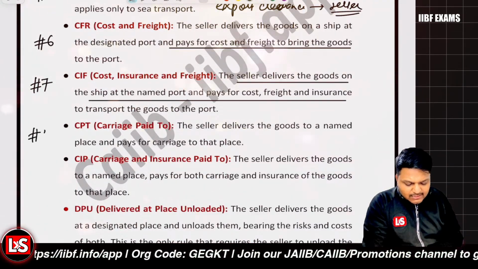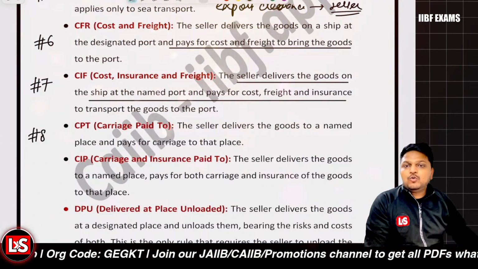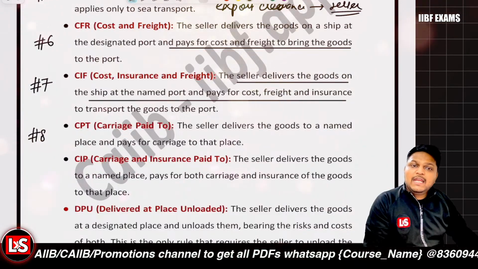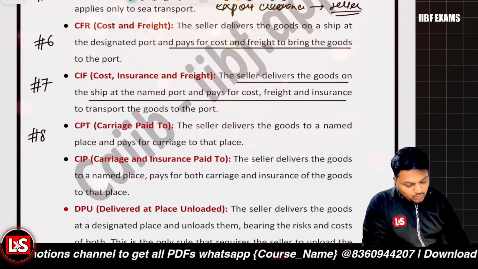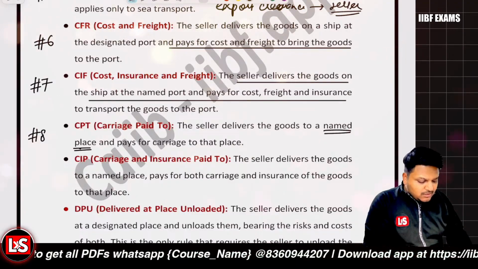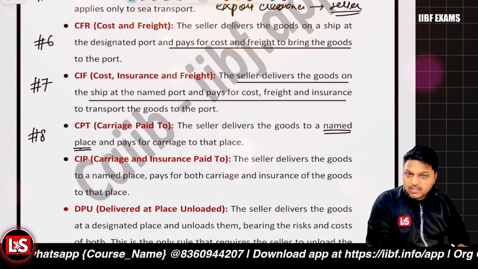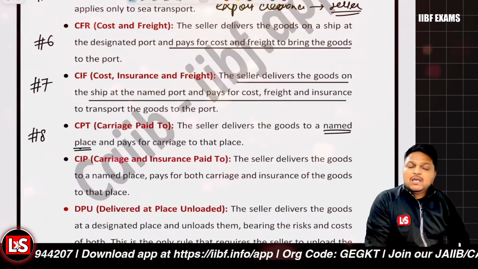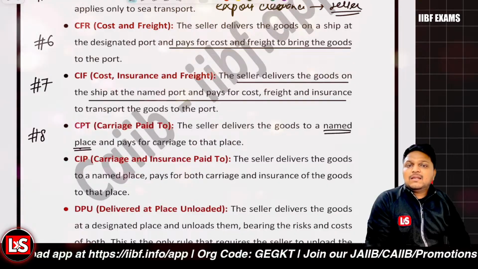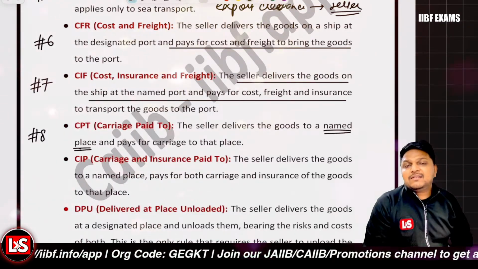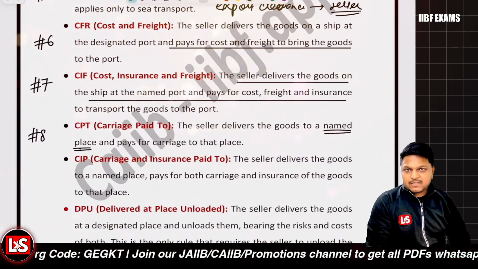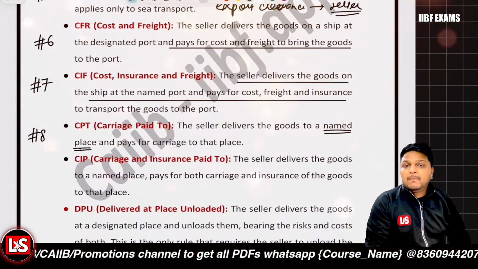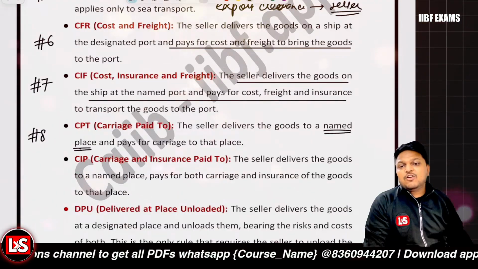The eighth one is CPT, that is carriage paid to. In CPT, the seller pays the freight to the named destination. So to a named place or named destination, the seller is going to pay the freight. Risk transfers when the goods are handed over to the first carrier. Let's say the goods were to be carried till Madras, a named place. After Madras, the responsibility, the risk, will be with the buyer. But in case of CPT also, insurance is not mandatory.